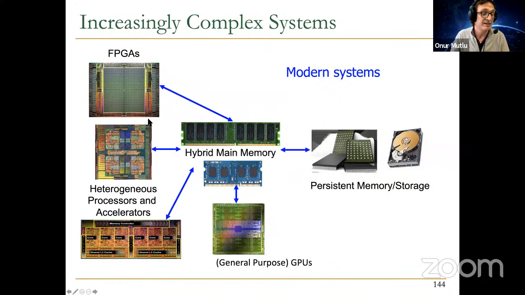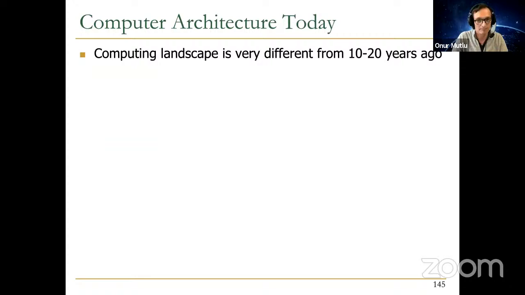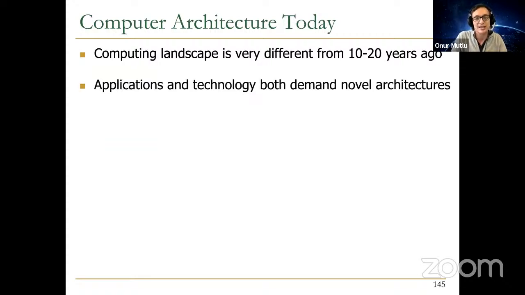You can have FPGAs, reconfigurable logic. You can have multiple different components connected to memories that are also heterogeneous. Some memories are fast, some memories are slow. And then you have some persistent memory and storage, which may also include the non-volatile memory. So modern systems are increasingly complex and heterogeneous, basically. So they're not easy to manage, but they enable much more opportunity than before. So as a result, the computing landscape today is very different from 10 to 20 years ago, even 5 years ago, actually. A lot of the innovations that I showed you happened in the 2019, 2021 timeframe.